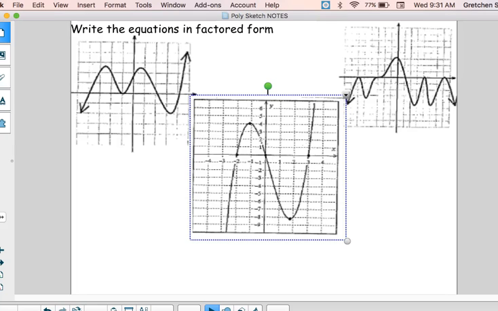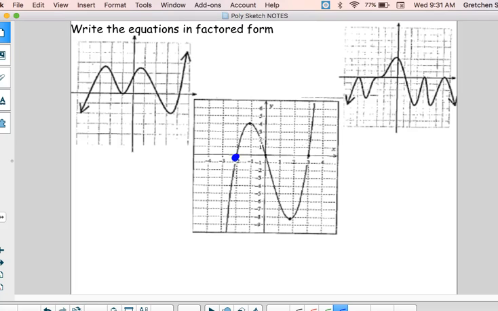Start on the left side. Where's the first 0 on the left side? -2. If the 0 is at -2, what parenthesis did it come from? At that point, would you say it crosses through that point, bounces off of that point, or sways through? It just crosses. So if it just crosses, does it get an exponent? No. Where's our next 0 at? At 0. So where does that come from? It's crossing through again, so does it get an exponent on it? No. Where's our next 0?